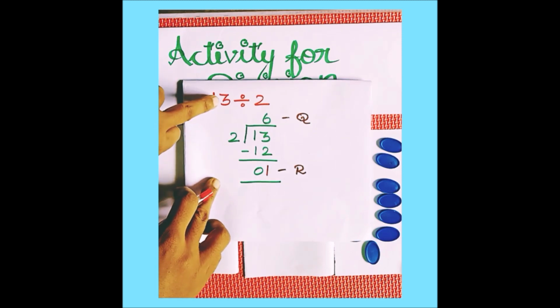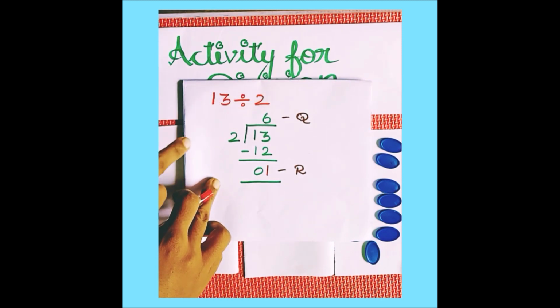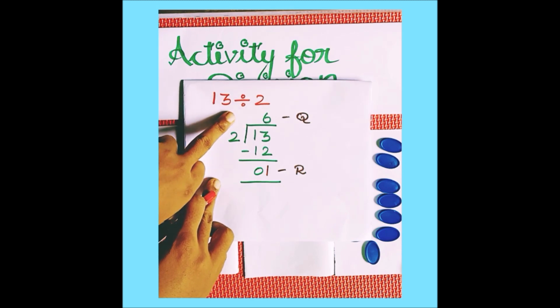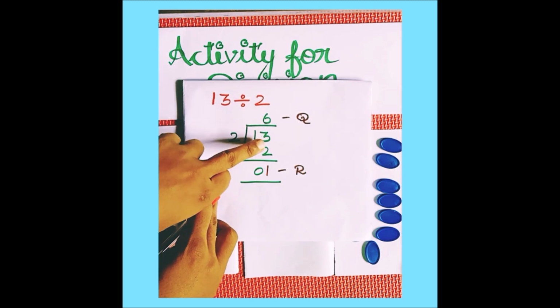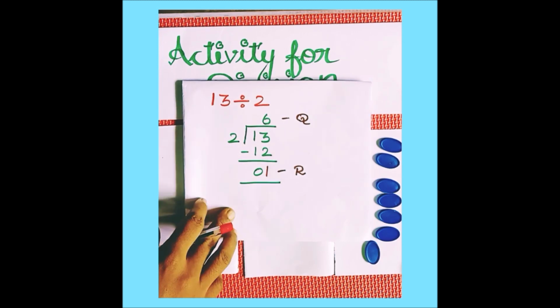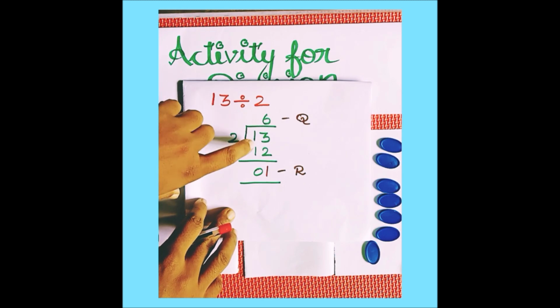See the next sum, 13 divided by 2. So which is our divisor? 2 is the divisor and 13 is the dividend. Now we are going to divide this 13 by 2. So in 2 table 13 did not come, so we go to the 12.